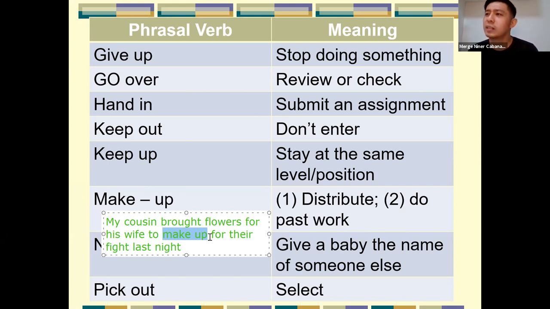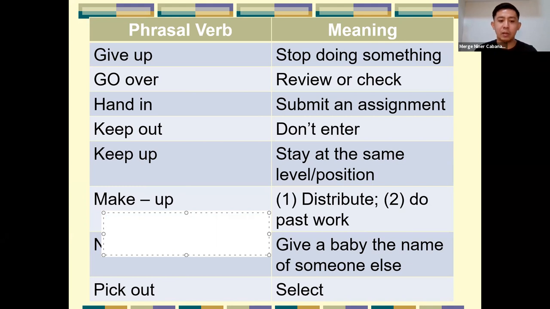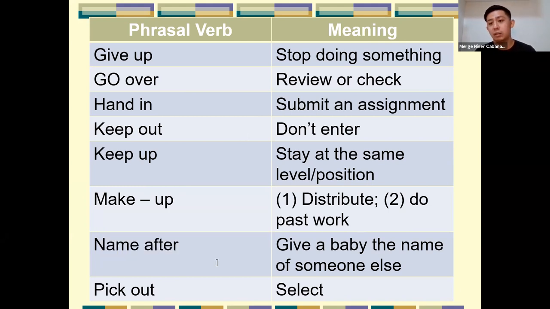All right, you're going to do something to compensate for the past action you either did or a past action that you weren't able to do and you're just making up for it. Okay, so that is what make up is. Now let's continue. Name after, ipapangalan. Okay, like I'm going to name my son after my favorite Pokemon, Charizard. Yeah, that's weird. Okay, like, come here, Charizard. Come here, Bulbasaur. It's weird.